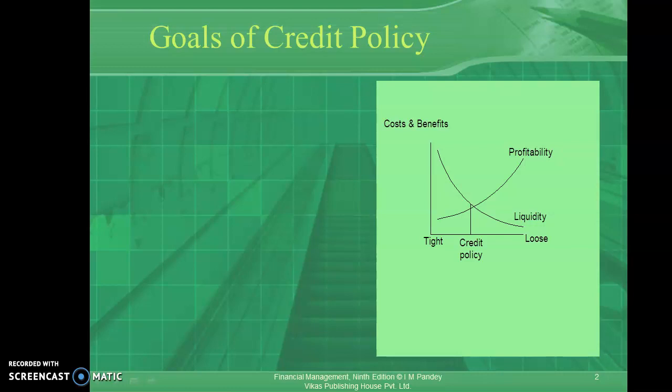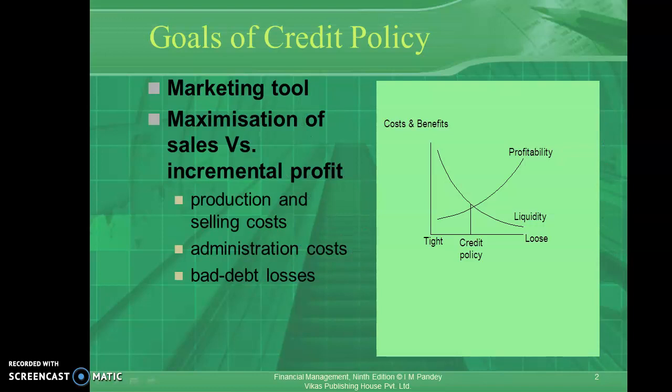There are some organizations that allow credit very liberally to the customers. That's a liberal policy. There are certain organizations allowing credit very strictly to the customers. That is known as a very aggressive credit policy. So there are different types of credit policies adopted by organizations. So what will be the credit policy? The most important objective of this credit policy is maximizing the sales.